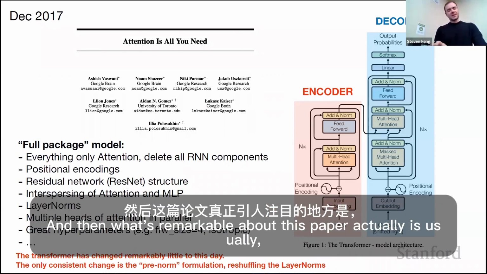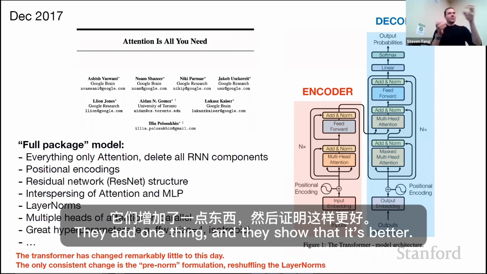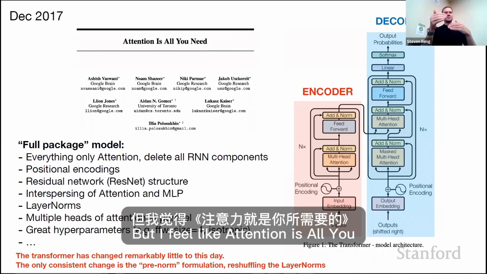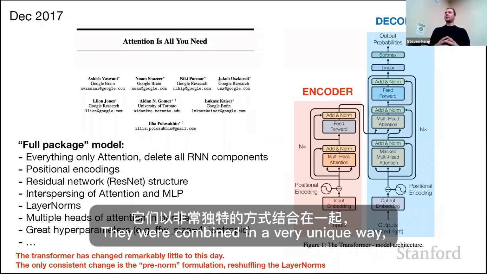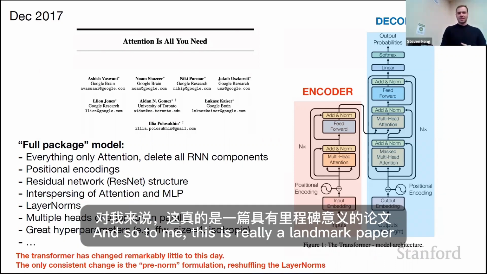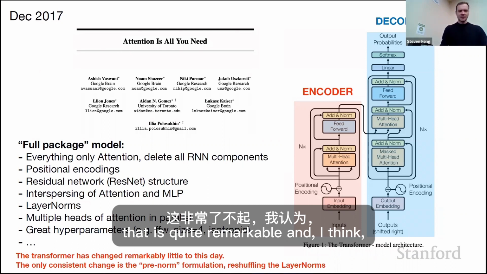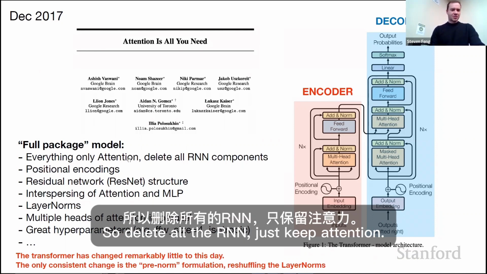And then what's remarkable about this paper actually is usually you see papers that are very incremental. They add one thing and they show that it's better. But I feel like attention is all you need was a mix of multiple things at the same time. They were combined in a very unique way, and then also achieved a very good local minimum in the architecture space. And so to me, this is really a landmark paper that is quite remarkable, and I think had quite a lot of work behind the scenes. So delete all the RNN, just keep attention.